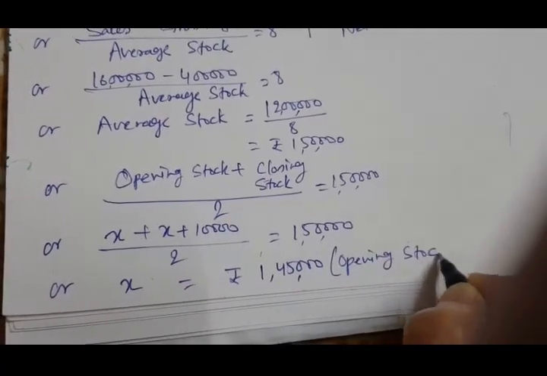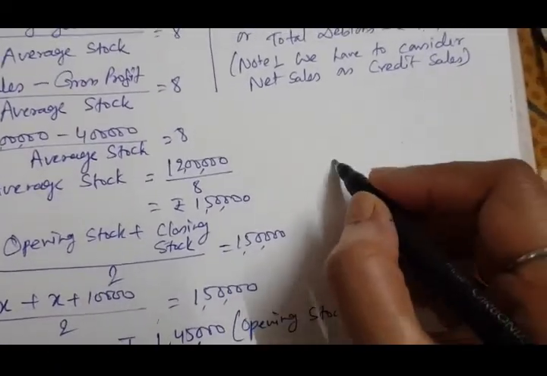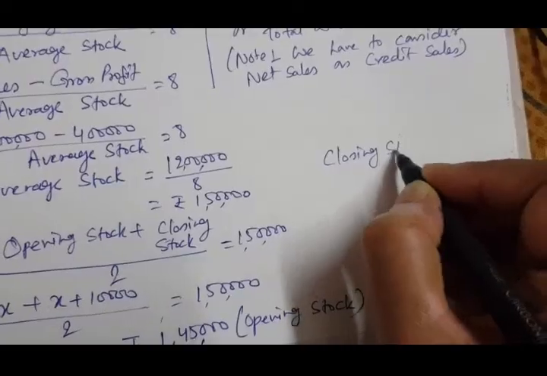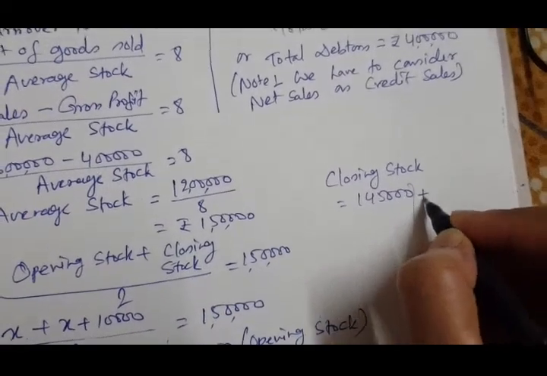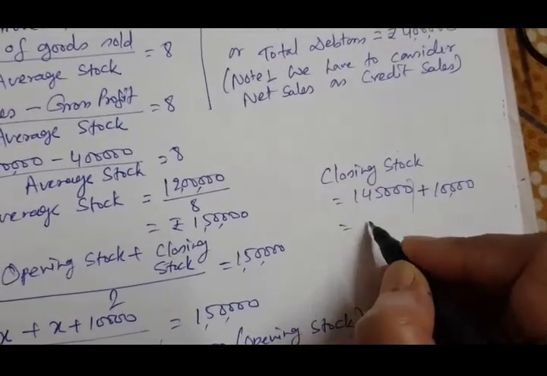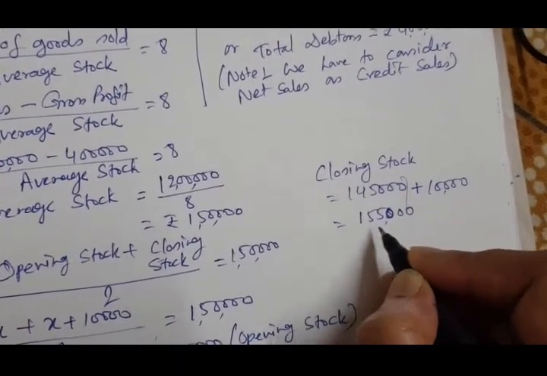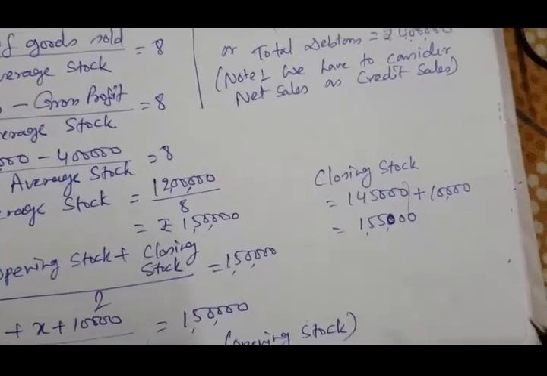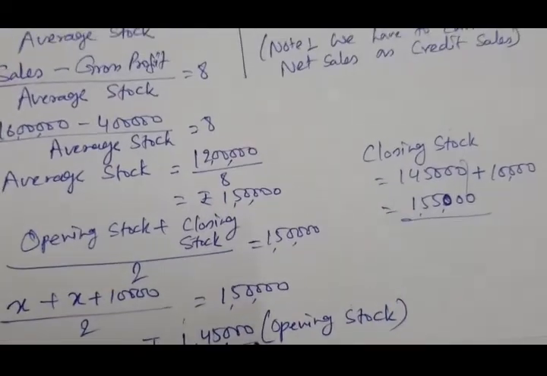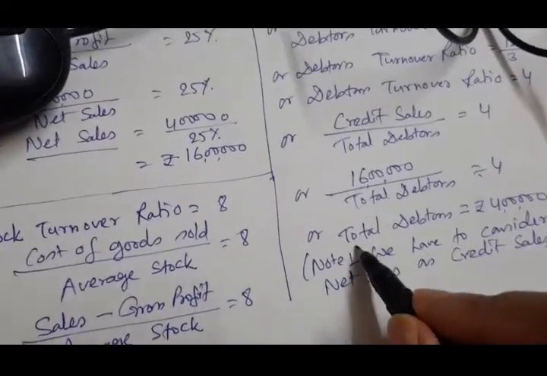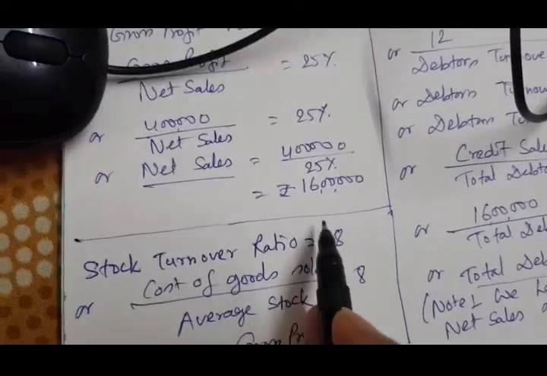Opening stock. Then closing stock will be how much? 1,45,000 plus 10,000, that is 1,55,000. So we have computed closing stock, we have computed opening stock, we have computed total debtors, and we have also computed net sales.